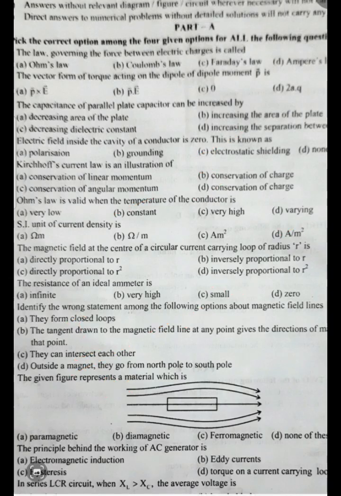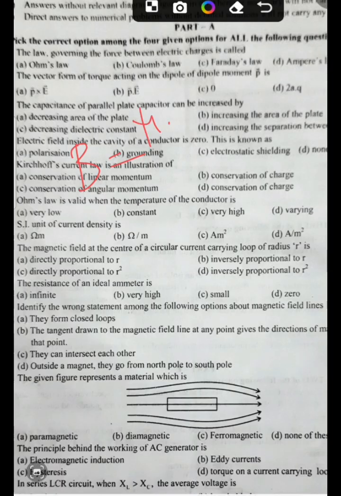Now the magnetic field at the center of circular current carrying loop of radius R is, see here whether it is directly proportional or inversely proportional, or whether it is directly proportional to R square or inversely proportional to R square. To check this, first let us write the expression for magnetic field at the center of the circular current carrying loop, which is mu naught N I by 2R. So if you know the expression, you can easily answer this, which is inversely proportional to R. Option B. The resistance of an ideal ammeter is 0.